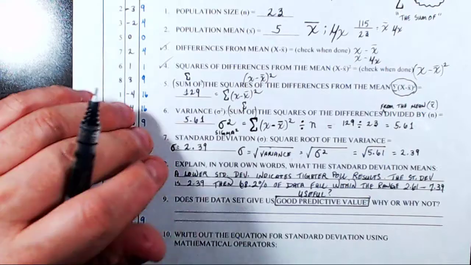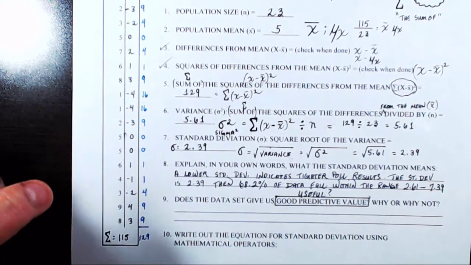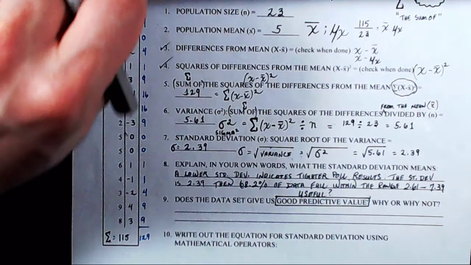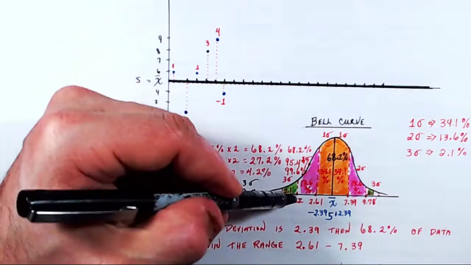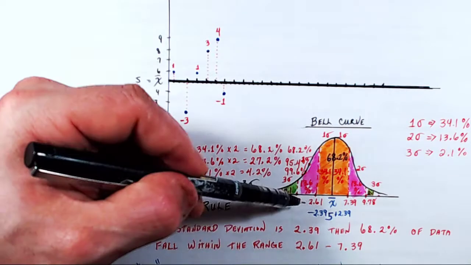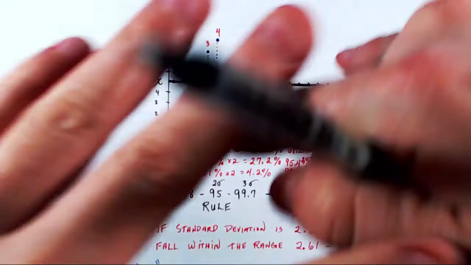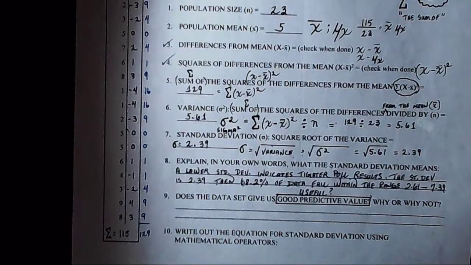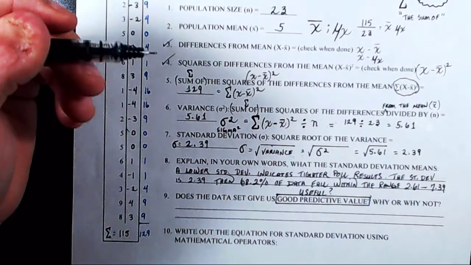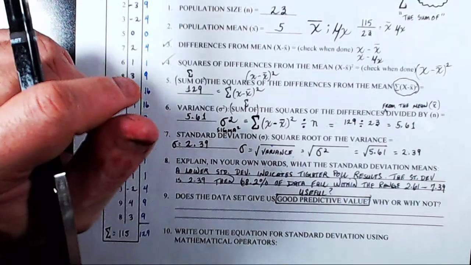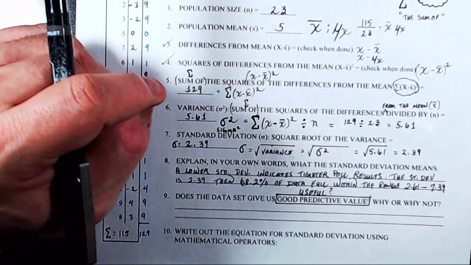If your data set is giving you a standard deviation of 2.39, and we see that according to the bell curve, that range is the poll result, we know that 68% of our poll results fall within 2.61 and 7.39. Well, ladies and gentlemen, the poll scale is 1 to 9. So I've got a range of 2.6 to 7.3 with one standard deviation. That's actually fairly large.